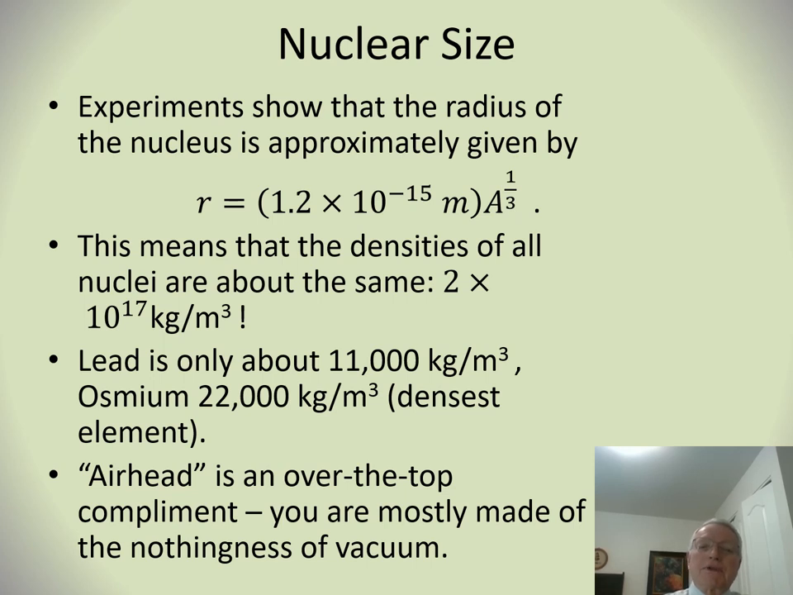Experiments show that the radius of the nucleus is approximately given by this formula. Its order of magnitude is 1.2 times 10 to the minus 15 meters, and then that's multiplied by the number of protons and neutrons inside, the A number, raised to the 1/3 power. If you work out what kind of density this makes, it is a density of about 2 times 10 to the 17 kilograms per cubic meter. It's an enormous density. Completely off the charts compared to any densities that we have for substances on this planet. And that means that atoms are mostly made of nothing.